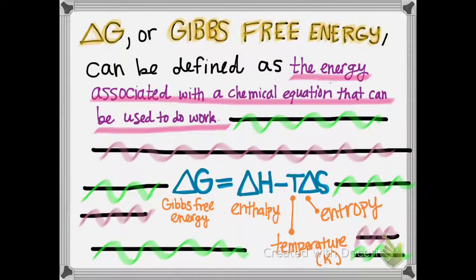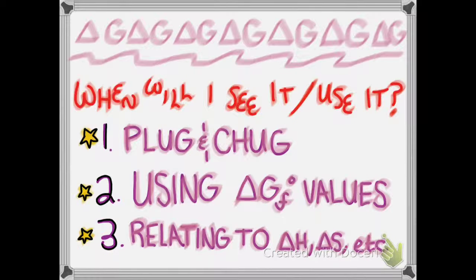The equation below is commonly used when trying to calculate the delta G by relating it to entropy, enthalpy values, and the temperature in Kelvin. So when will you see this crazy little concept? You'll typically see it in one of these three methods right here.